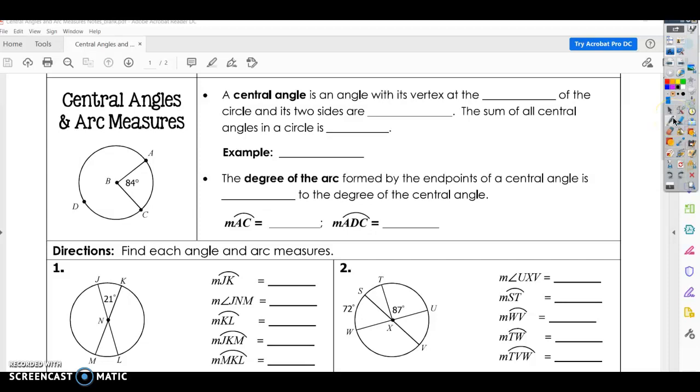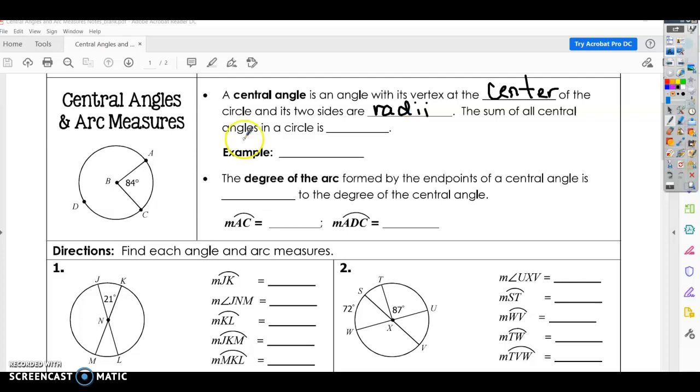All right, guys, we're going to look at central angles and arc measures. So a central angle is an angle with its vertex at the center of the circle, and its two sides are radii. Radii is just plural for radius. So AB and BC are both radius, so together, plural, radii.